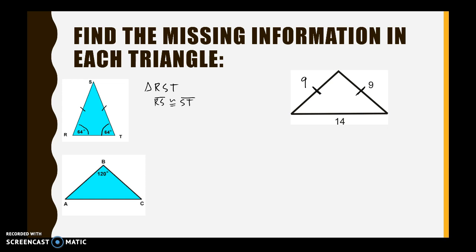All right, so to find the measure of angle S, it's still a triangle. So the three angles add up to 180, and I'm going to subtract from that the sum of the two base angles, 64 and 64. So 180 minus 128 degrees. So that would give me 52 degrees for the measure of angle S.